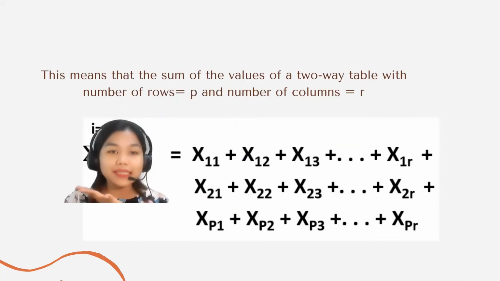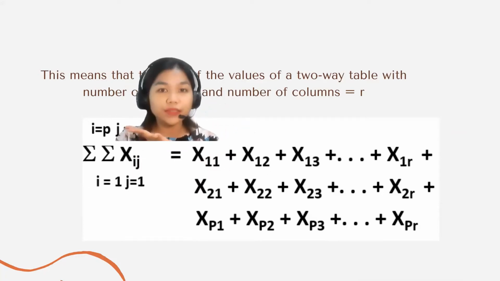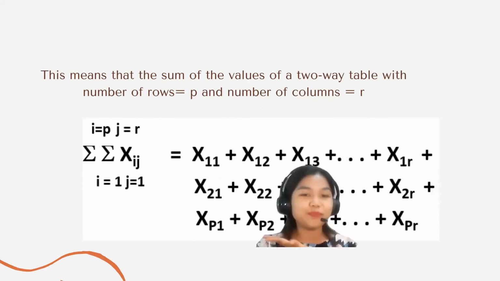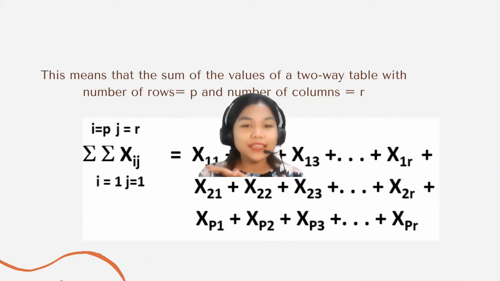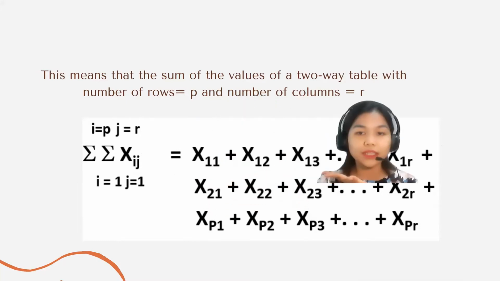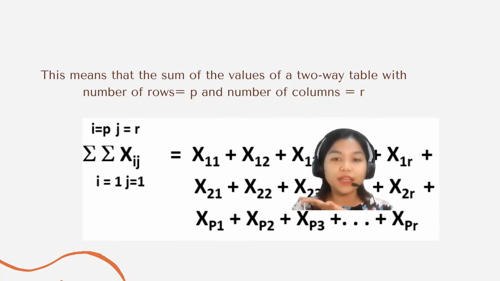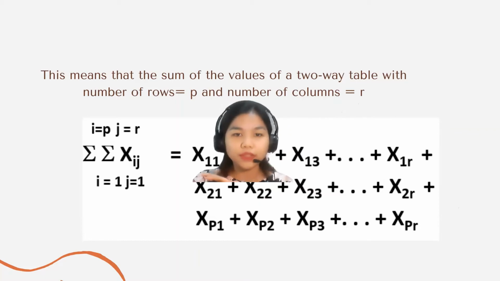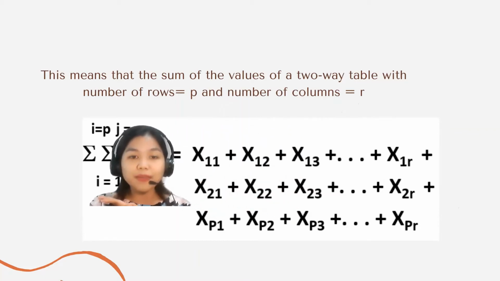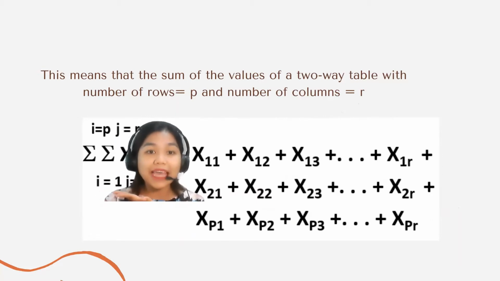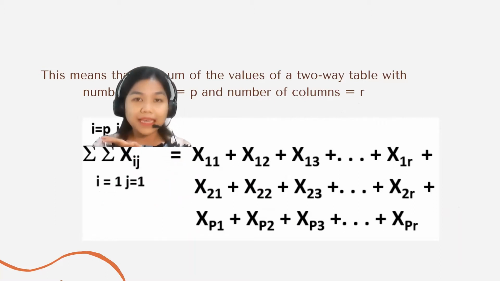If we're going to expand this double summation notation, we will have these lengthy terms. Let's try to use the first two rows. These are the values for the first row and the values for the second row. Ma'am, paano nyo po nasabi na ito po ay first row at ito po ay second row? Kasi alam natin na ang index of summation na i, ang nire-refer niya ay ang row. Paano ba nasabi na row? Kasi alam natin na P is row.